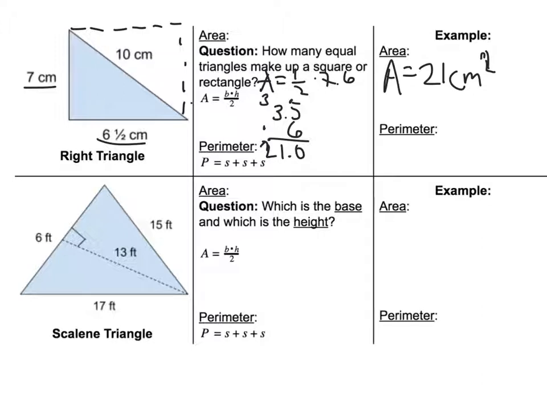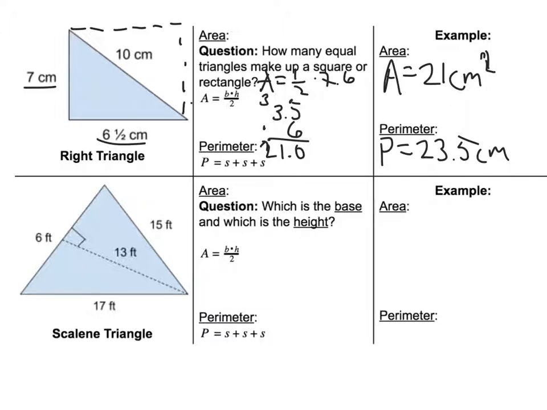The perimeter is simply adding up all of our sides together. So that's 7 and 10 and 6.5. When I add 7 and 6.5 together, I get 13.5. Plus 10 more is 23.5. So my perimeter is 23.5 centimeters.